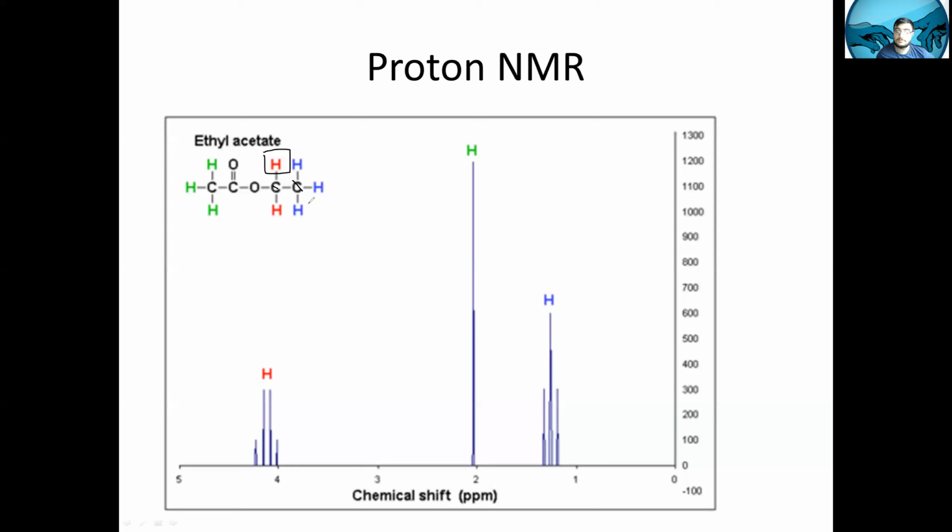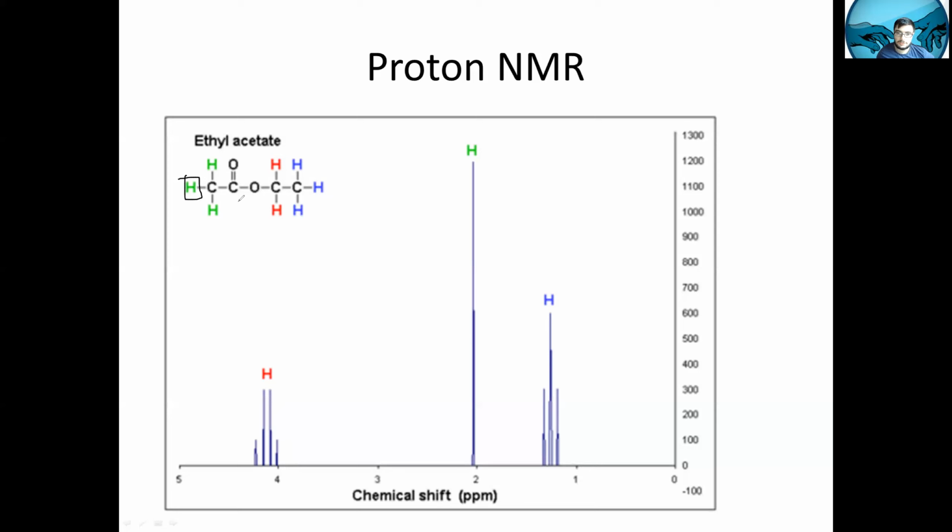Carbons. This neighboring carbon has 3 on it. So that means this red hydrogen has 3 neighbors. n+1, 3 + 1, 4. So that means the red one should have 4 peaks: 1, 2, 3, and 4. 4 peaks, right?